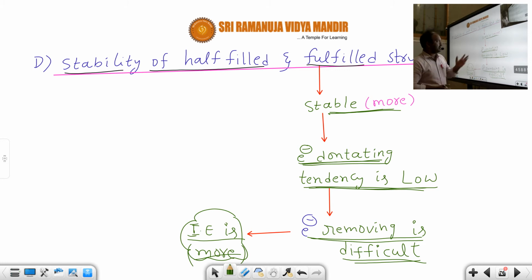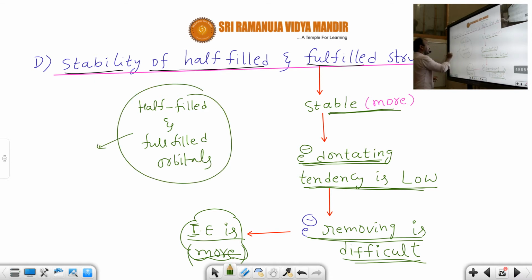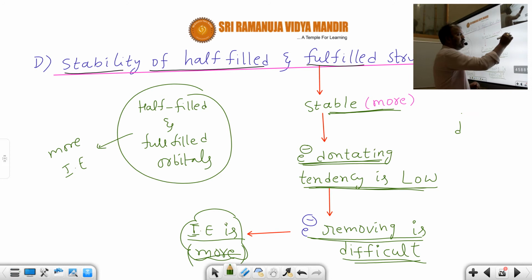In the case of which one? Half-filled and full-filled orbitals. They have more ionization potential, more ionization energy. That's why P3 and P6 are more stable. S orbital containing 1 or 2 electrons is more stable. D half filled means how much? D containing 5 electrons is more stable. D fully filled means 10 electrons, which is more stable. According to Hund's rule, half-filled and full-filled orbitals are more stable.